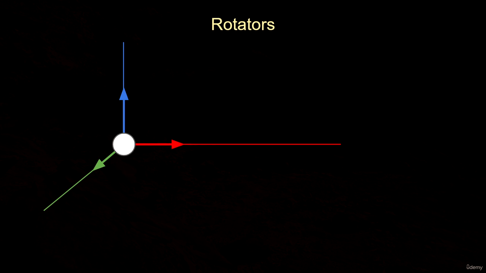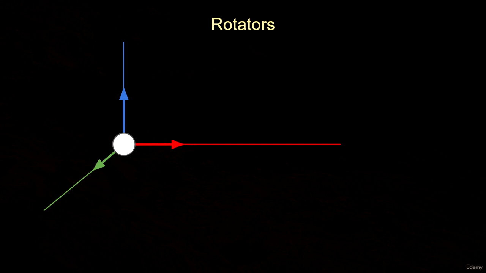Now, an object's local x-axis, also known as its x-vector, is considered to be its forward vector. So the x-axis for an object is pointing in that object's forward direction, and its y-axis is considered its right vector. And perhaps most intuitively, its z-axis is considered to be that object's up vector.